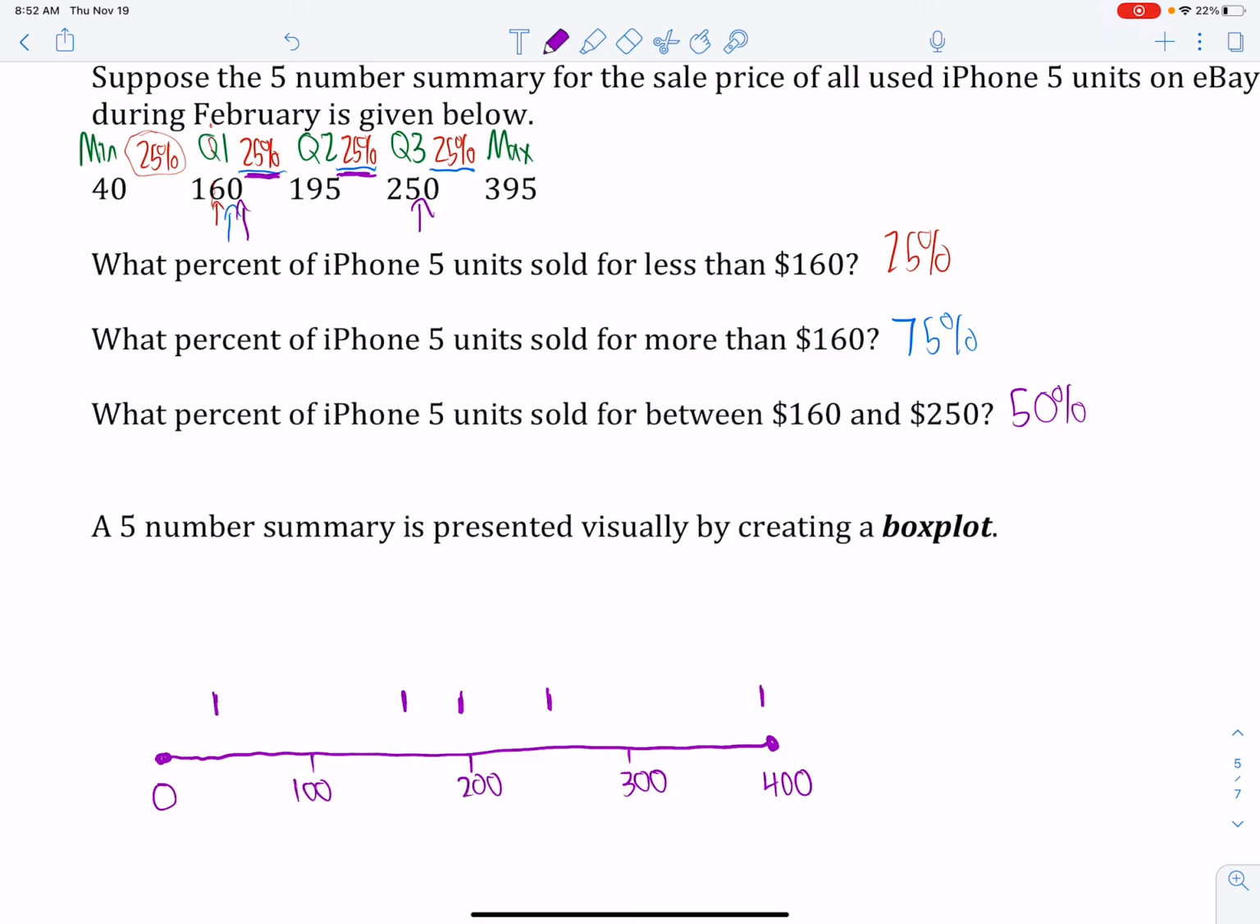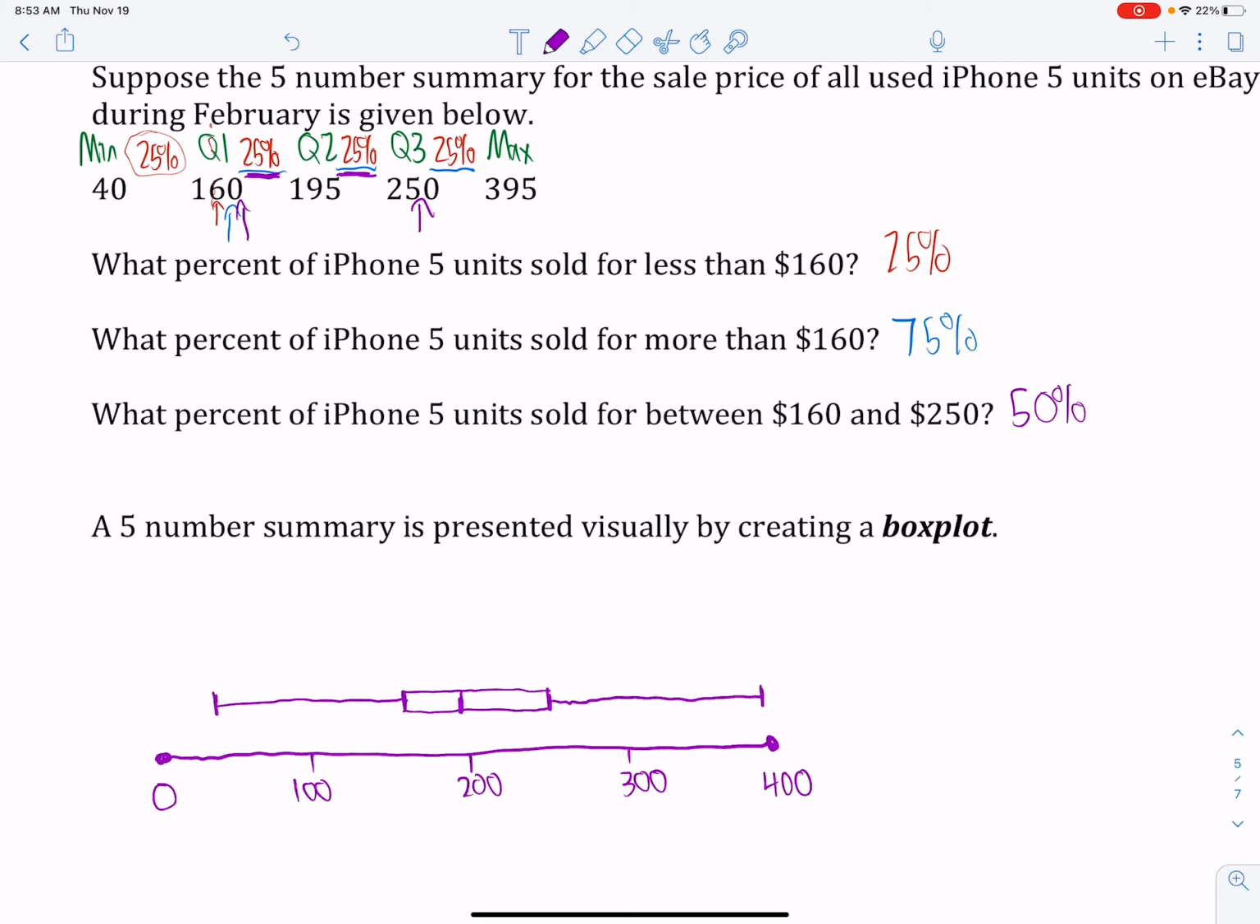Now to finish it, you start by making the box by connecting the tops and bottoms of those 3 lines in the middle. And then you finish by making the left tail, drawing a line from the center of the first mark to the box. Draw another line from the right side of the box over to that maximum line. And here we've created what's called a box plot.